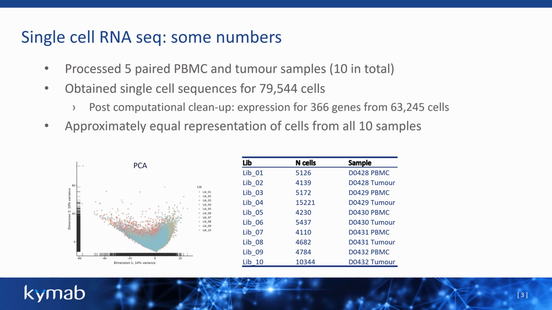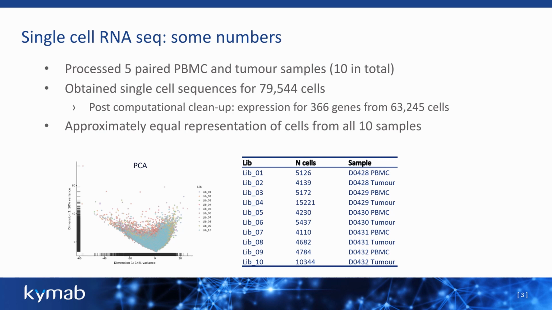We had approximately equal representation of cells for each sample, with the exception of 2 tumor samples, this one and this one, where we had a larger number of cells, which is mainly due to an increased number of tumor cells that actually got loaded on the cartridge.